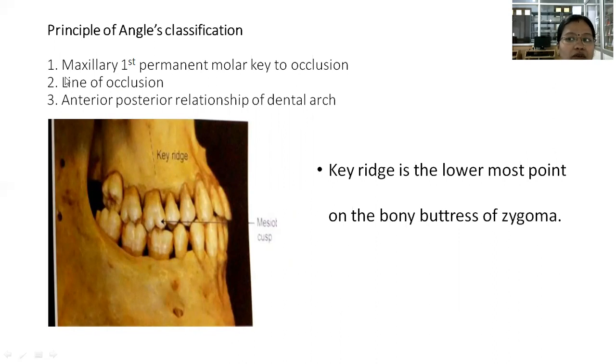Second thing is the line of occlusion. As I said in the previous class, the line of occlusion is different in the maxilla and the mandible. And third is the anteroposterior relationship of the dental arch, that is the sagittal relationship: how the maxilla and the molars are placed, whether mesially, anteriorly or posteriorly. So these are the three principles on which Angle's classification is based.